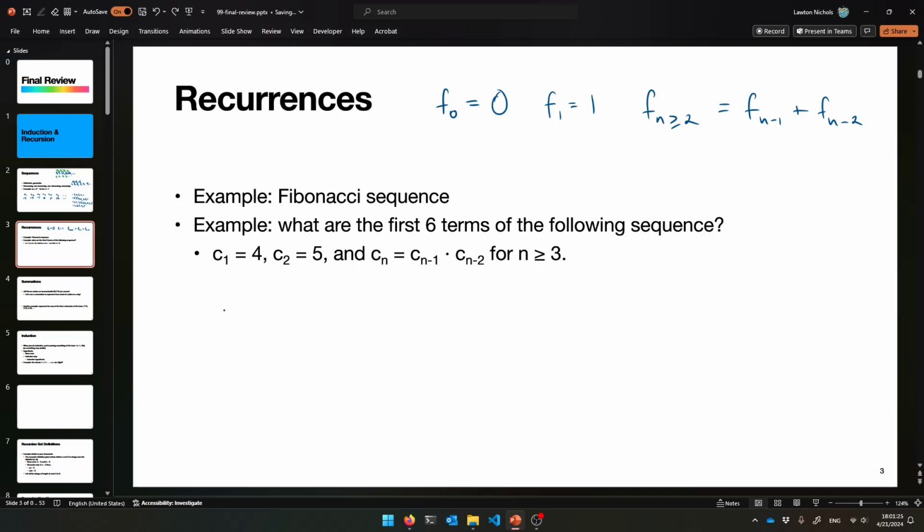So the first 6 terms of this sequence, C. C1 and C2 are given to us. Those are easy. And then C3, C4, and C5, and then also C6. We'll figure it out. Alright, so C1, that's 4.